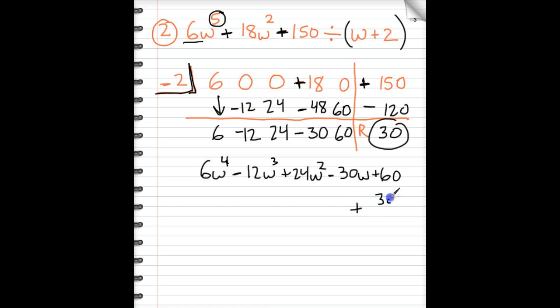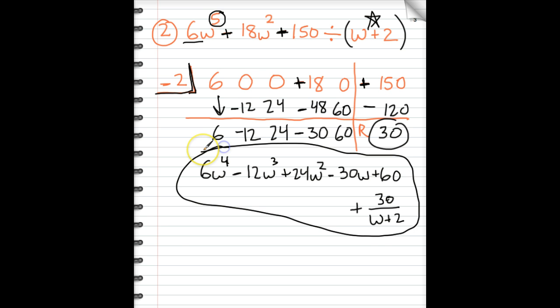You express the remainder as a fraction of the original divisor. Now the original divisor was w plus 2, so that 30 remainder is expressed as a fraction, 30 over w plus 2. Again, normally you'd write it all in one line, but I ran out of room, so there's your answer. Okay, that's how you deal with the remainder. The remainder is written as a fraction over the original divisor. And you'll see that again in another example. 2 down, 2 to go. Next.